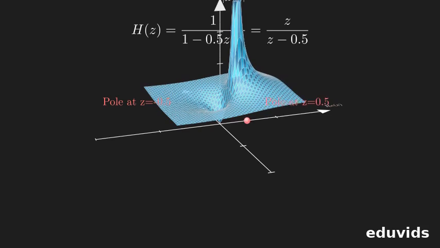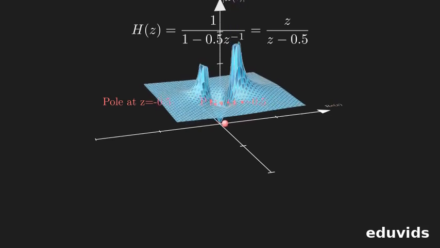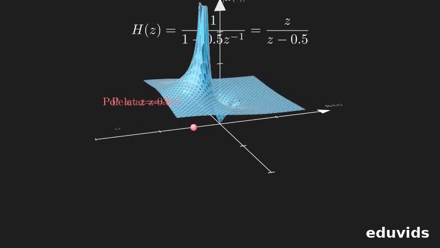Now, consider, how would the 3D visualization change if the pole moved to z equals minus 0.5?